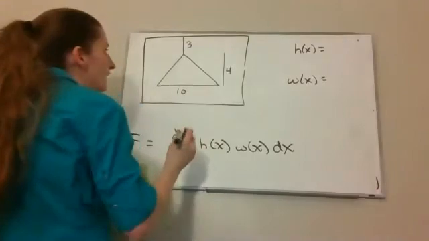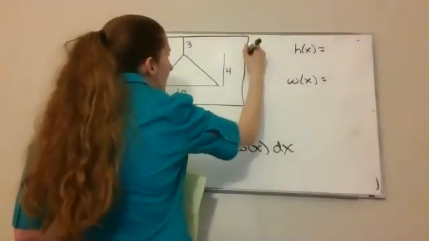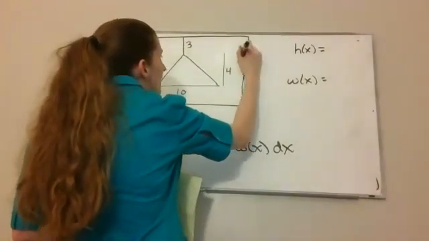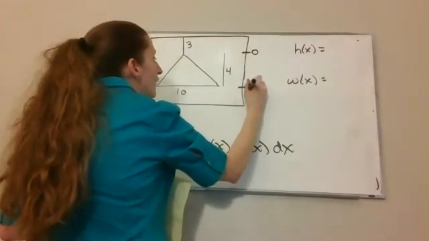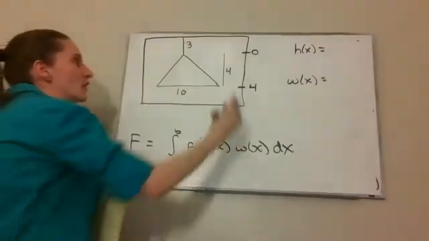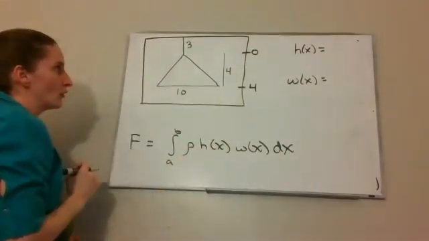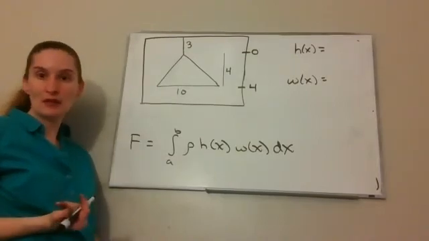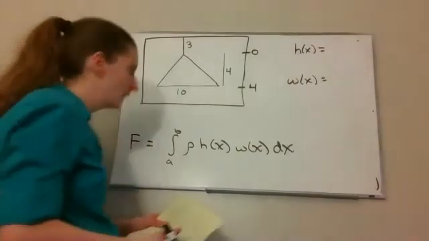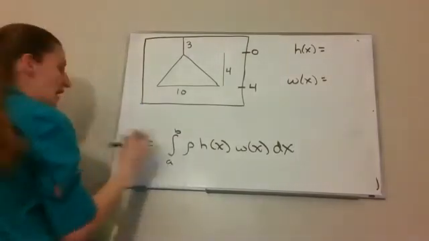For convenience, I'm going to choose my x-axis to start at the very top of my triangle. So I have 0 there, I have 4 here, and I'm looking on my interval from 0 to 4. Those will be my bounds of integration because that's the part that includes my surface. So I already know my A and my B and my rho.